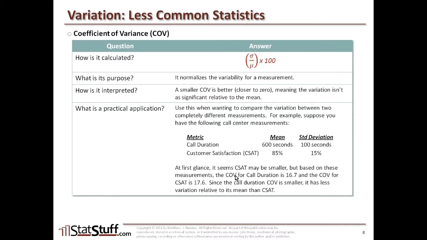However, when we apply the COV, we would see that for call duration, its COV is 16.7, and the COV for CSAT is 17.6. Since 16.7 is smaller, we would say that the call duration actually has less variation relative to its mean compared to CSAT. So it's a way of comparing completely different metrics to each other, even when they have different bases. At least when you have these measurements of mean and standard deviation, you can do that kind of comparison.